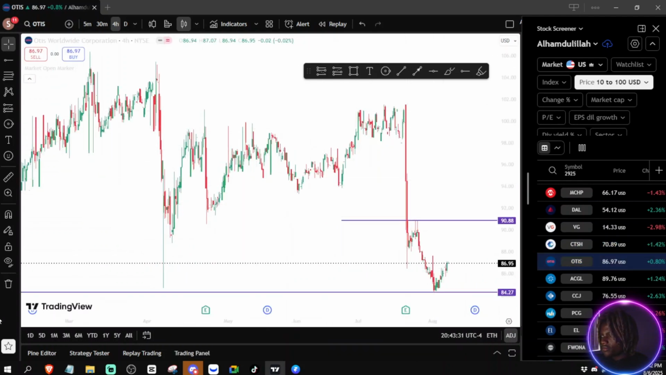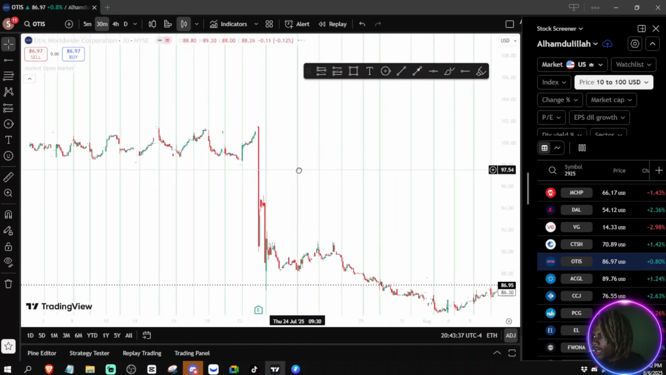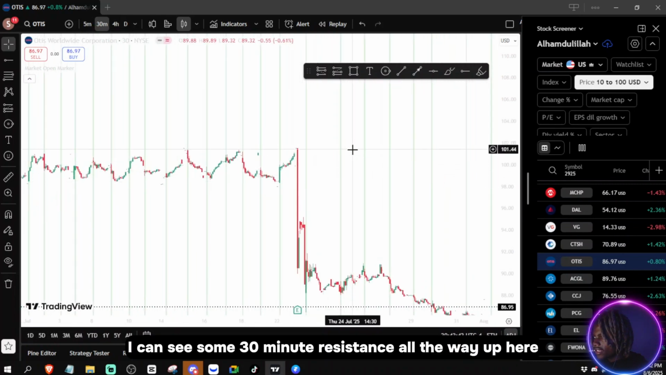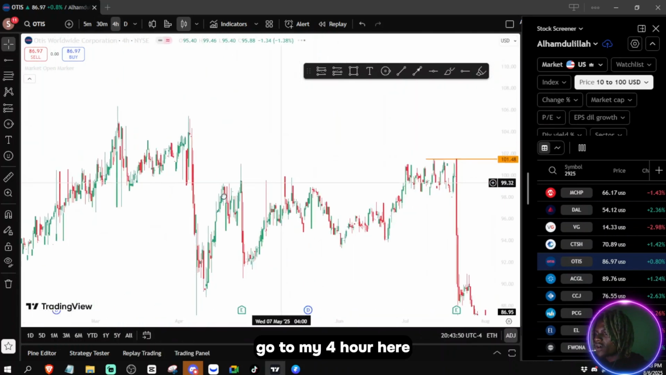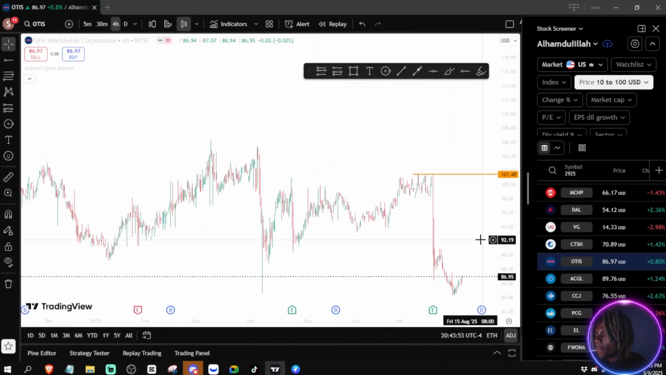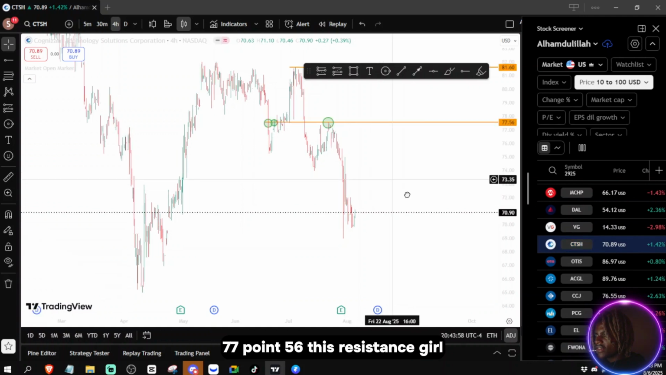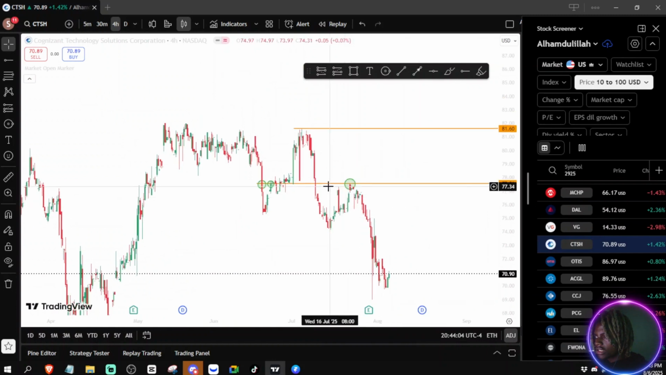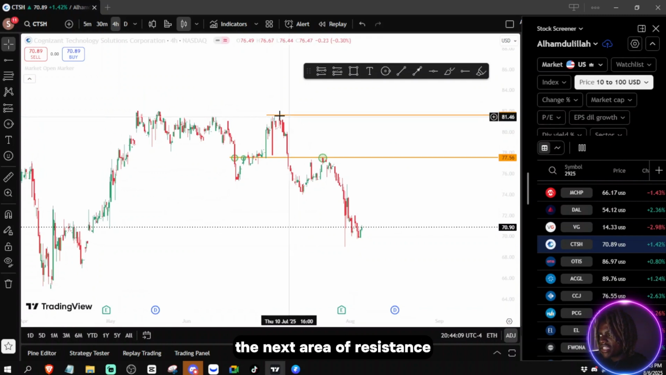Let's do Otis. Okay, Otis, and get on my 30-minute here. I can see some 30-minute resistance all the way up here. So I know that this level's good. Go to my 4-hour here. 77.56, this resistance curl. Yep, the 81.60, the next area of resistance.